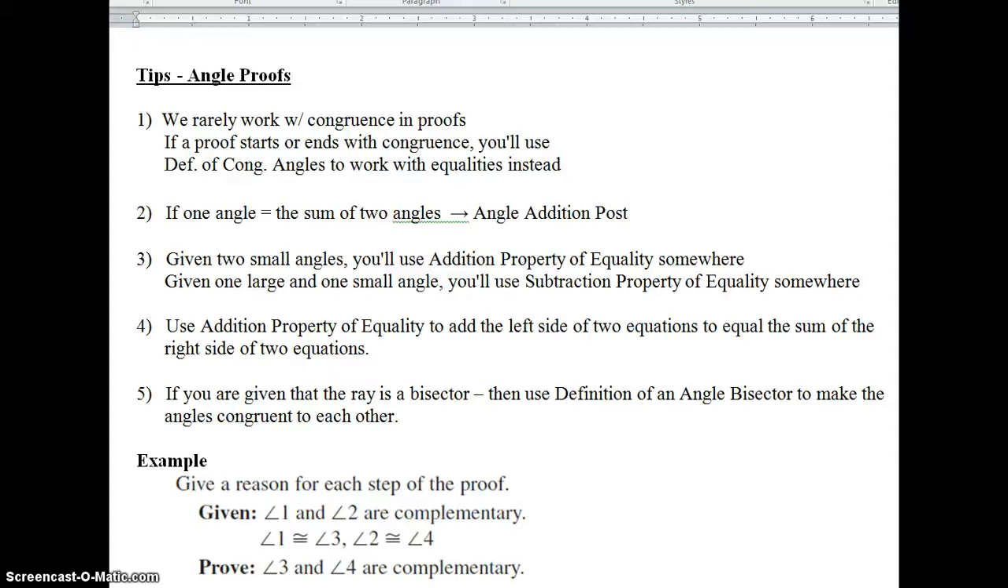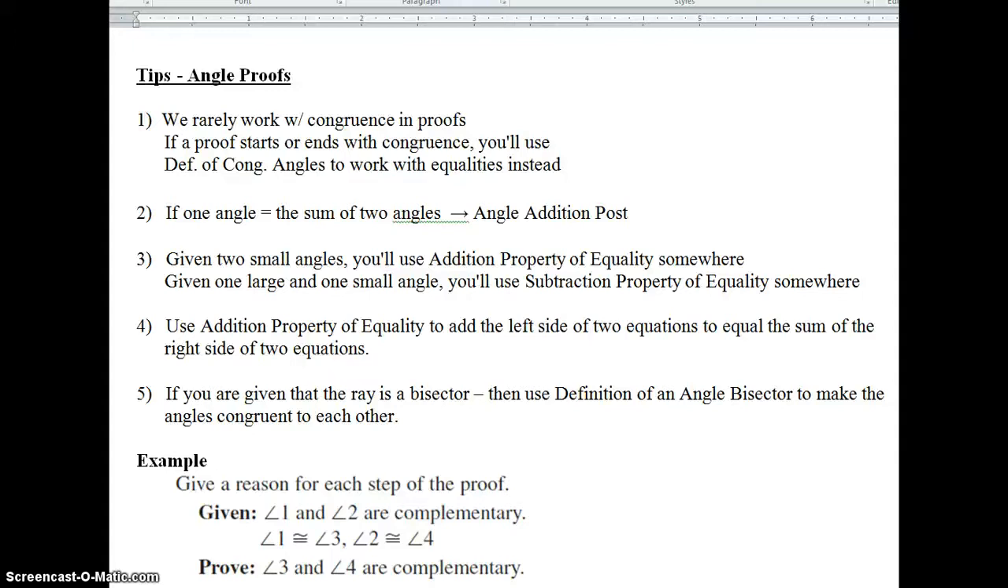Okay, if we only are given angles and nothing else, then we're going to use the angle addition postulate. We can't set things equal unless we have that word bisector. So you're always generally going to use the angle addition property, and when you do that, you'll probably use the subtraction property of equality somewhere to figure out how things are equal.